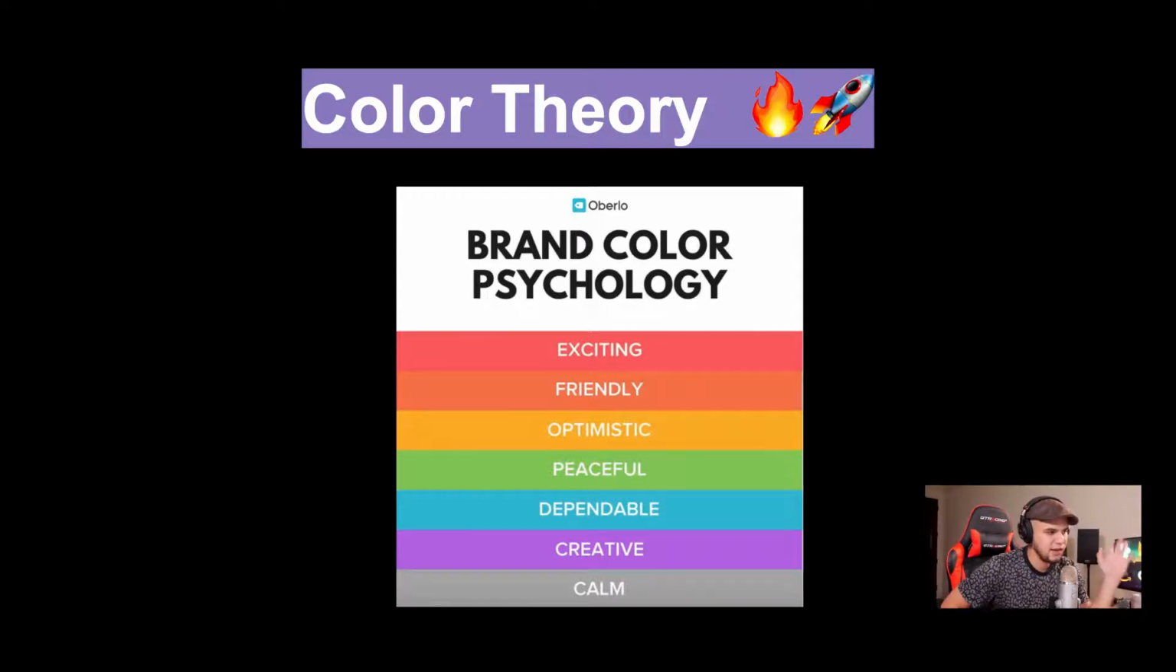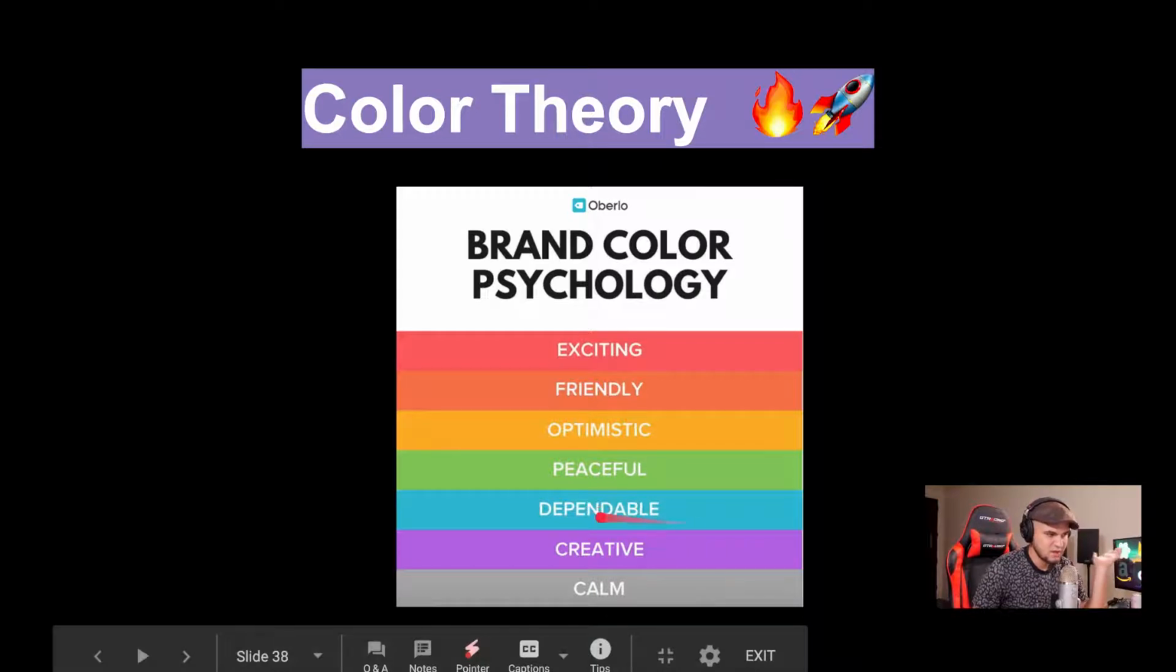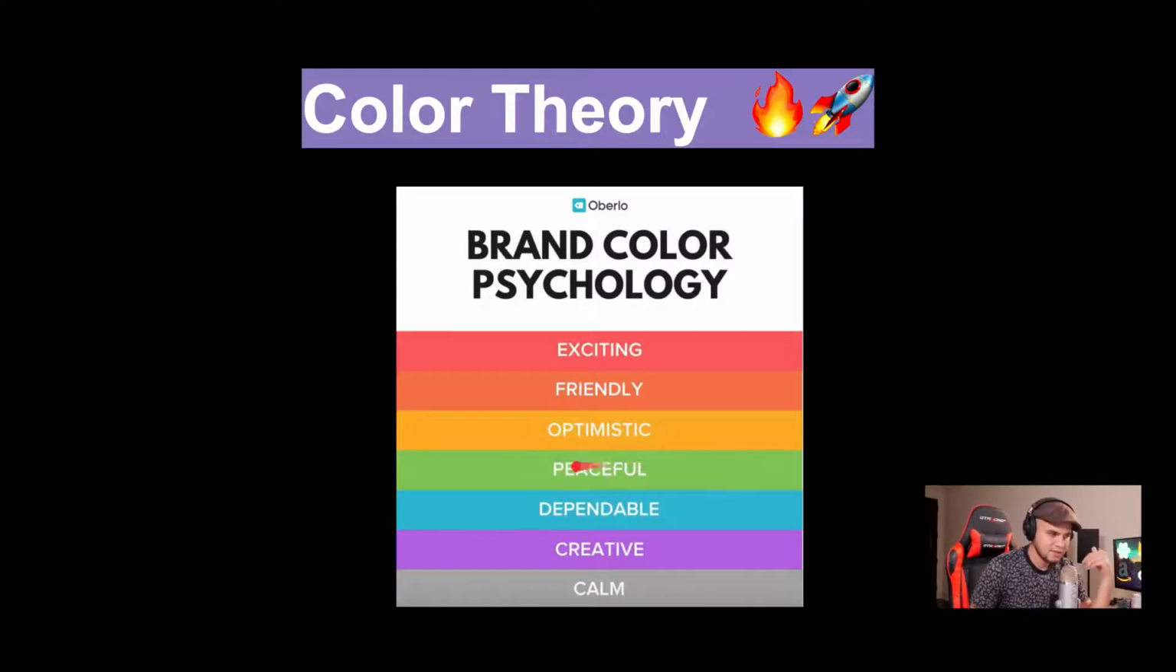Going back into brand color psychology. Like I said before, blue is trust, dependable. Green is more of a peaceful, healthy vibe. Orange is optimistic, yet it's also kind of like a warning, like it grabs your attention.